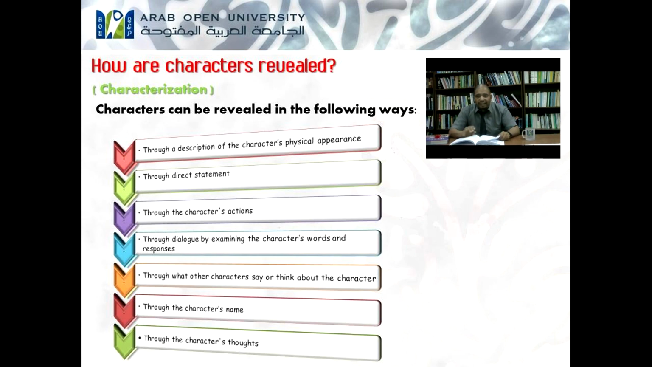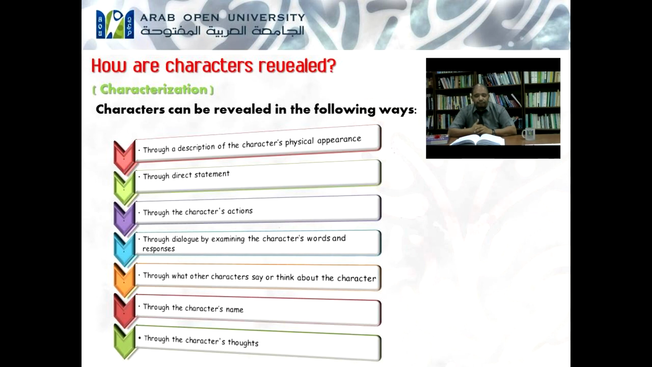This is direct characterization, which is very artificial, to have lots of authorial voice, to have the author telling you in a very straightforward way about the character. This is not, of course, very realistic, or not very engaging and convincing. That's why we have implicit characterization.